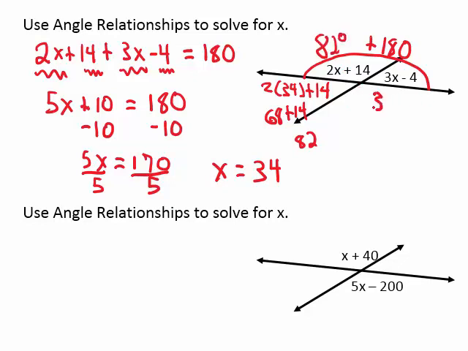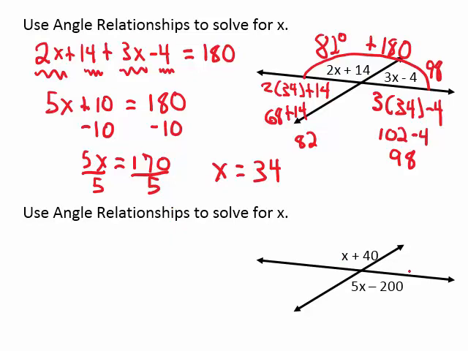And our second angle is 3 times 34 minus 4. That gives us 102 minus 4, which gives us 98. So this angle is 98. And if we add 98 and 82, we should get 180 degrees, which we do. That means we found the correct value of x.